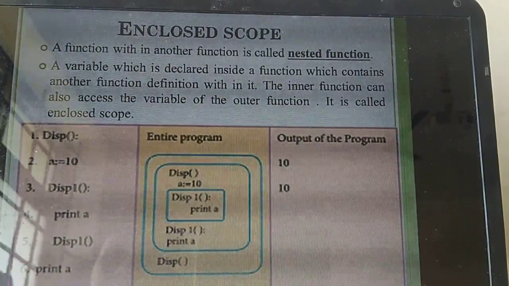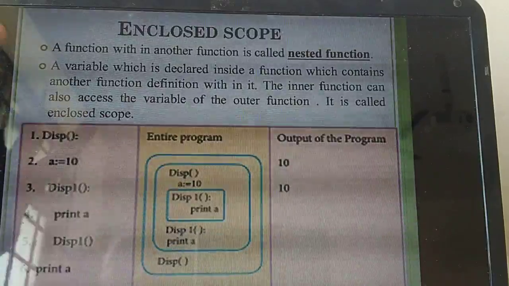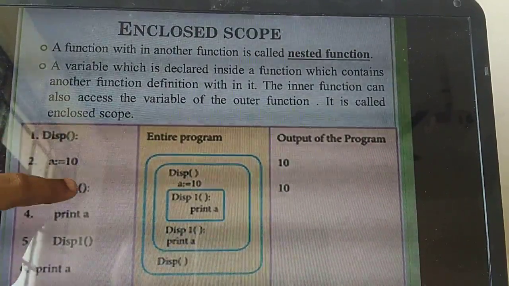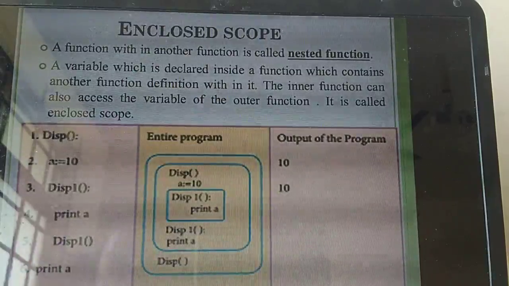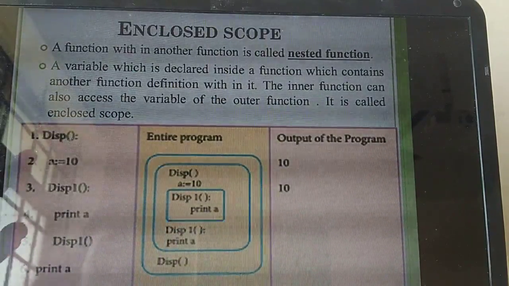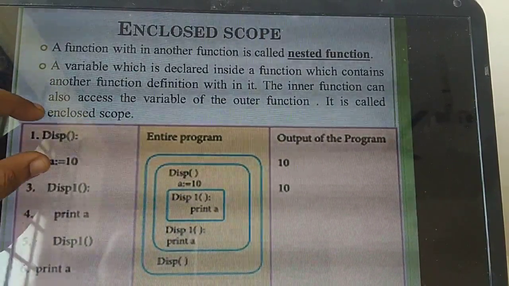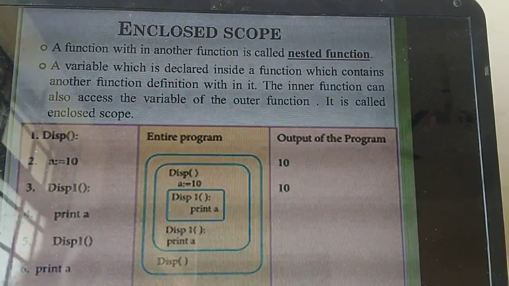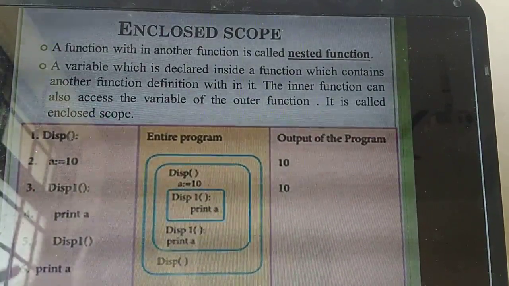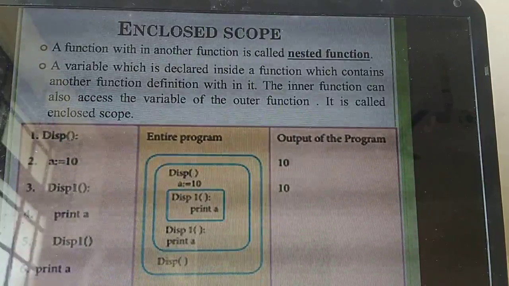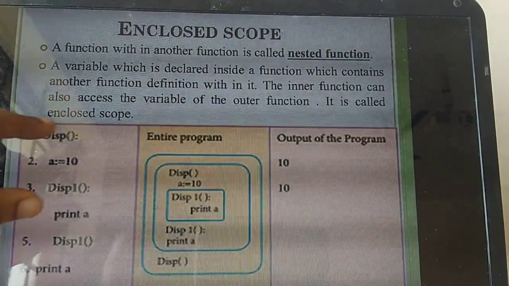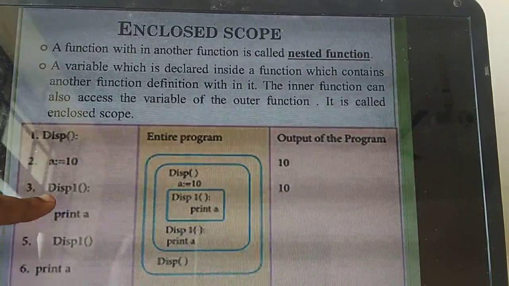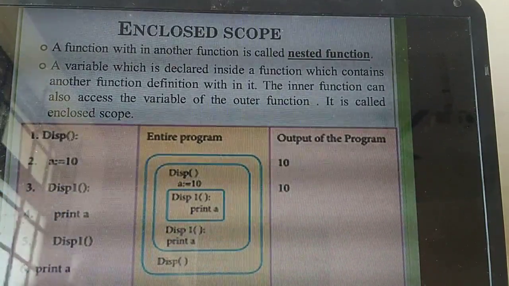Understand now? Yes, see this example. See how many functions are there. Disp of 1, 2, 3 and 4. How many functions are there? 4. See, in this disp a equal to 10. This is one function. Inside the first function I have declared the variable a and I am assigning the value of a as 10. Next, inside the disp of function, again I am giving another function called disp1 of print a.